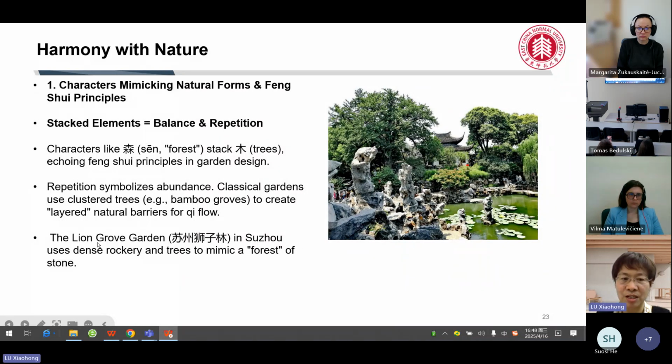This is Suzhou's Lion Grove Garden. So this is the Lion Grove Garden in Suzhou. It used a lot of dense rocks and trees to mimic a kind of forest of stones. We can also see the pond, to make this qi circulate. So it tries to create a kind of harmony with nature. Harmony with nature is a very important principle in Chinese architecture, in feng shui principles.